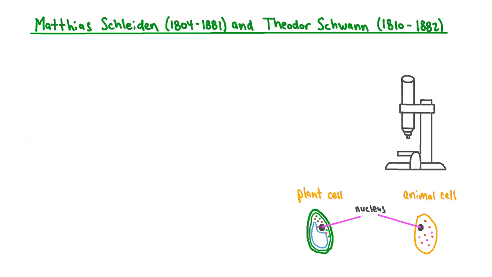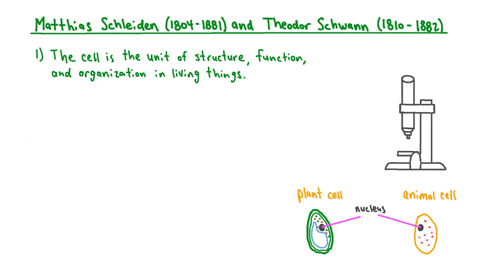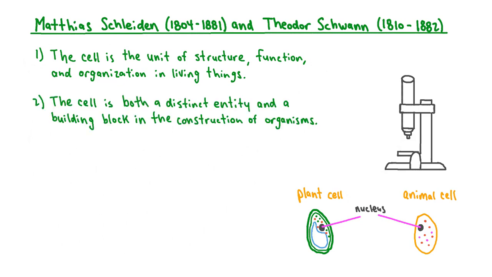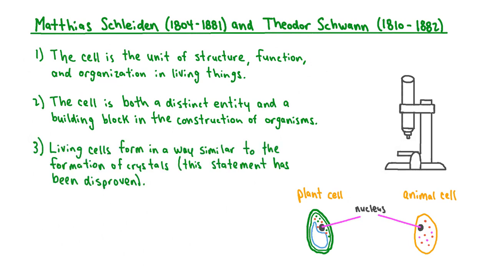Schwann then made 3 more concluding statements. The cell is the unit of structure, function, and organization in living things. The cell is both a distinct entity and the building block in the construction of organisms, and that living cells form in a way similar to the formation of crystals. However, this statement has since been disproven.